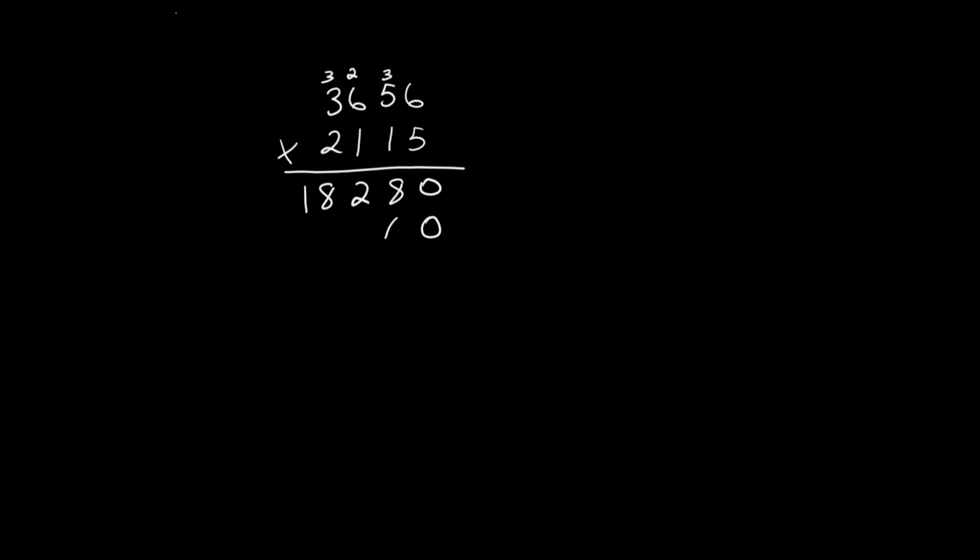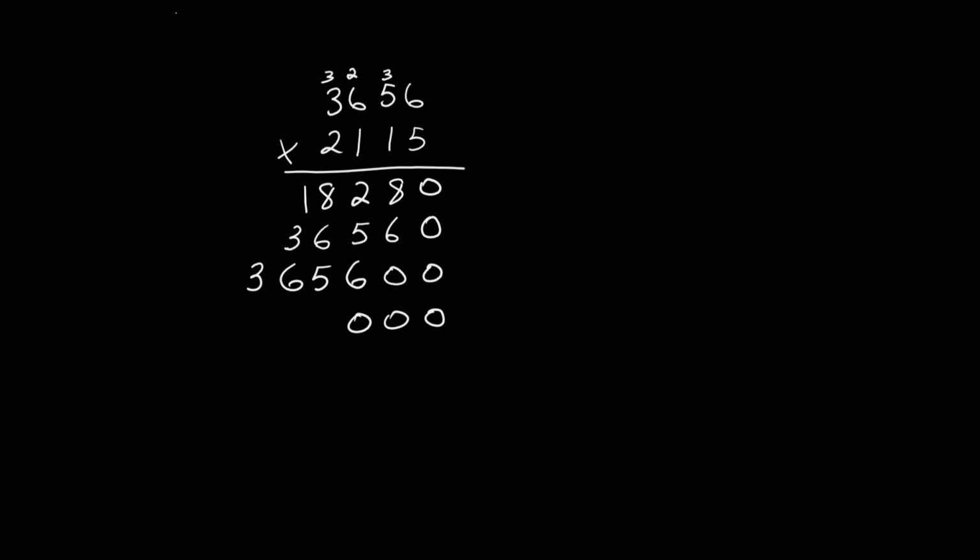1 times 6, that's 6. 1 times 5, that's 5. 1 times 6, 6. And 1 times 3, 3. And so we add our two zeros as we're skipping another line. 1 times 6, 1 times 5, 1 times 6, and 1 times 3. Now that we're skipping lines again, we add another 0, so that's 3 zeros.